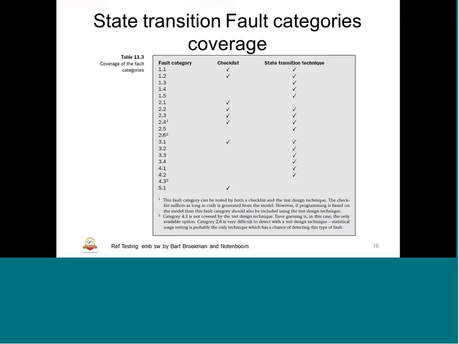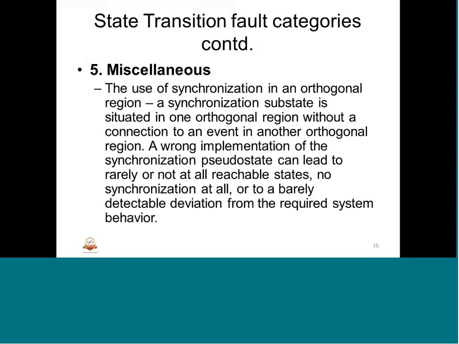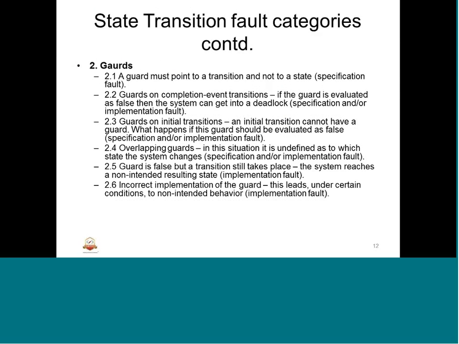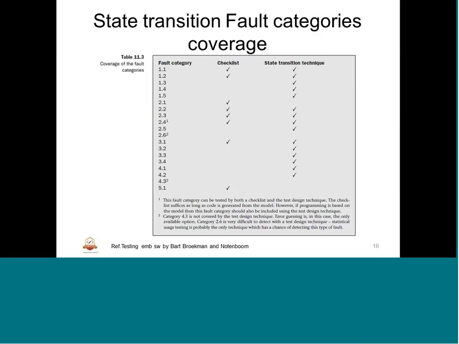We will try to have a small table on state transition fault categories coverage, and how this is defined. This is the last slide. So, coverage of the fault categories: we will define the different faults, 1.1, 1.2, 1.3. There is a checklist of whether the state transition technique can be applied or not. Based on this, these fault categories are applied. These are all what we have discussed here: 4.1, 4.2, 4.3, then 3.1, 3.4, 2.1. States have 1 to 5. Likewise, we have different faults. So we have a checklist.